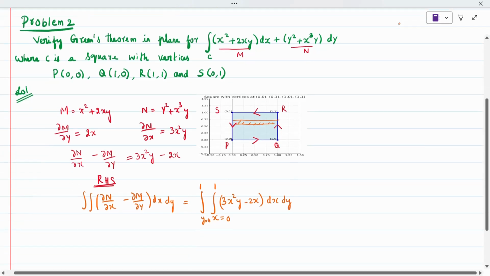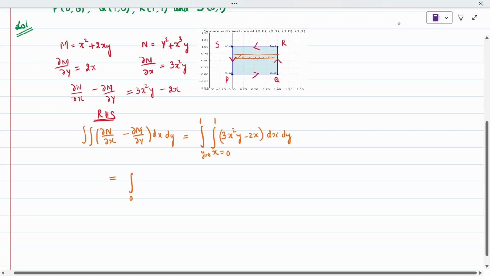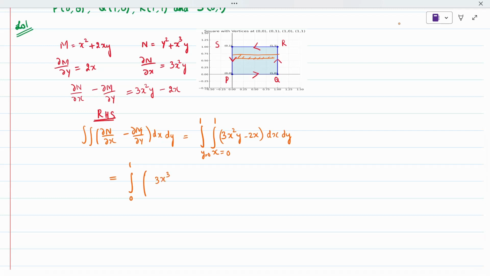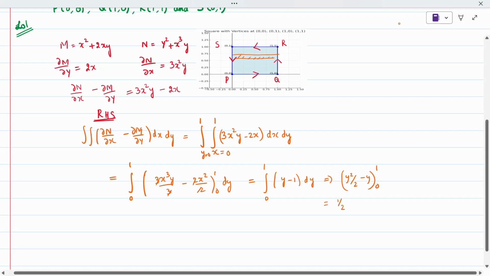Now I will show you the calculation part. Double integration, 0 to 1. First I will integrate with respect to x: 3x cube y by 3 minus 2x squared by 2, from 0 to 1, dy. The 2 and 3 cancel. We substitute only for x, the limit 1. The answer will be (y minus 1) dy. Integrating again, it's y squared by 2 minus y. Substituting 0 to 1, I get 1 by 2 minus 1, so minus 1 by 2. My right hand side answer is minus 1 by 2.